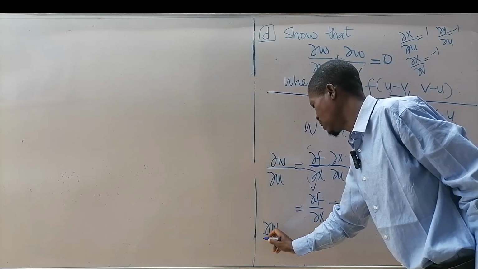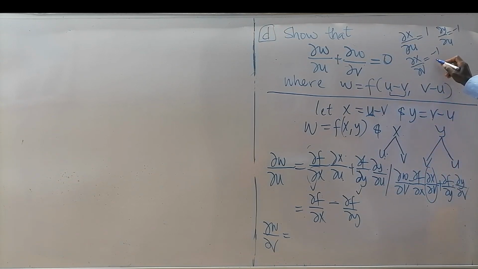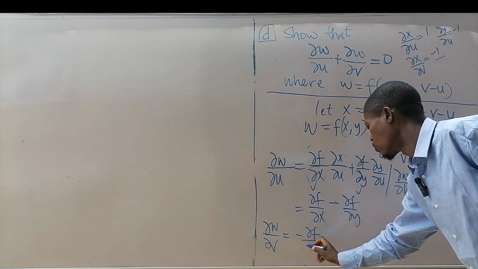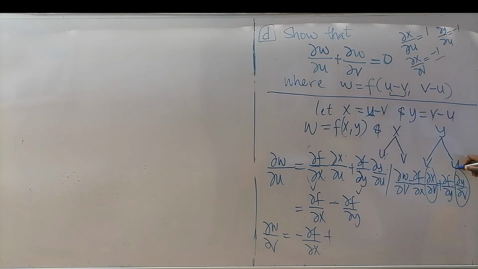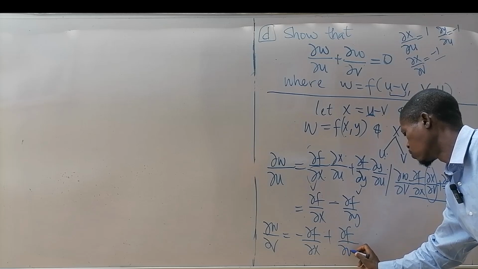Del W del V. In this case, the equation will be del W del V equal to del F. So del x del V is equal to minus 1. So I'm going to have here minus del F del x. Del y del V is 1. So if you come back here and do your substitution, that will give me del F del y.